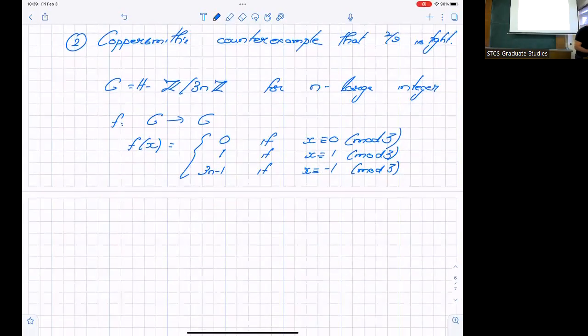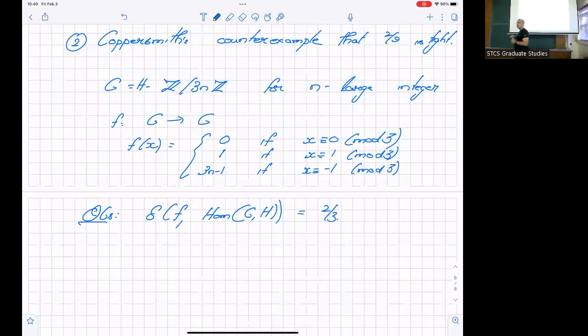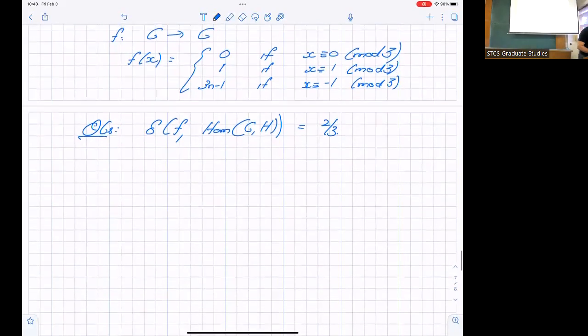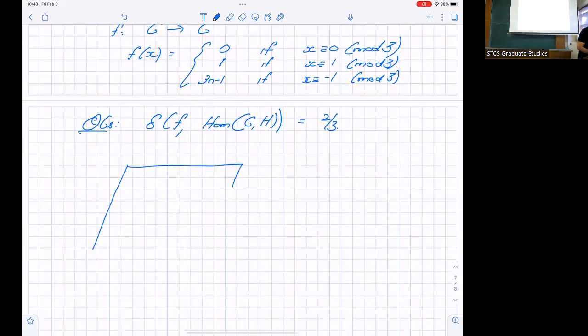This is an observation, but you have to check it for large enough n. The distance of f from any homomorphism from G to H is actually 2/3. It's very, very far from being a homomorphism. Precisely, the closest homomorphism is the all zeros. You can check that out, that's not hard. But given that, let's look at how the test works. I'm splitting the input into 3 parts.